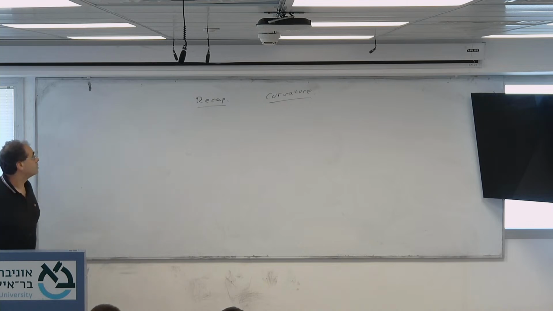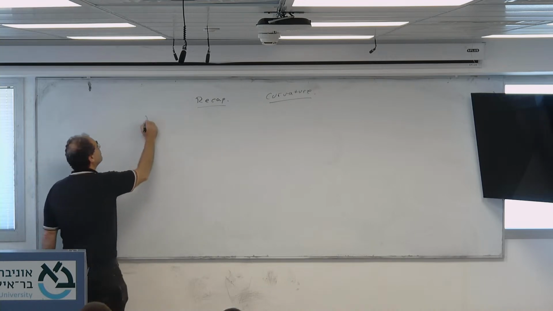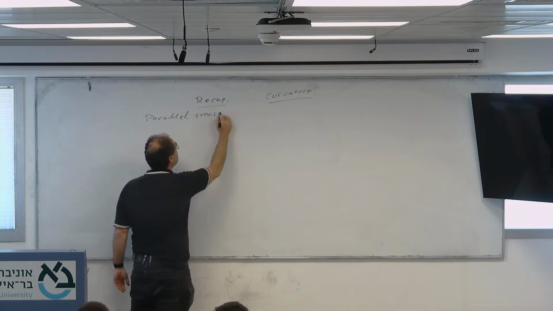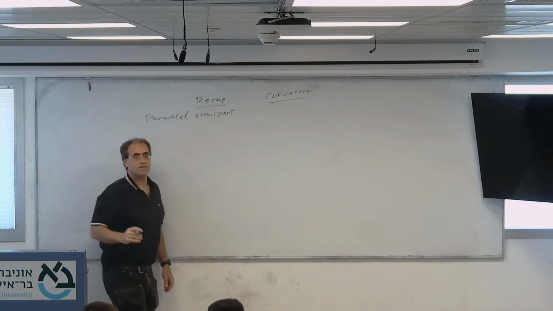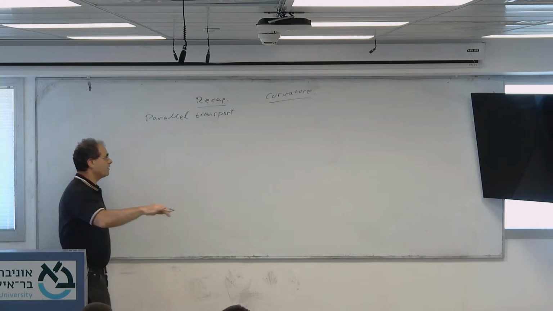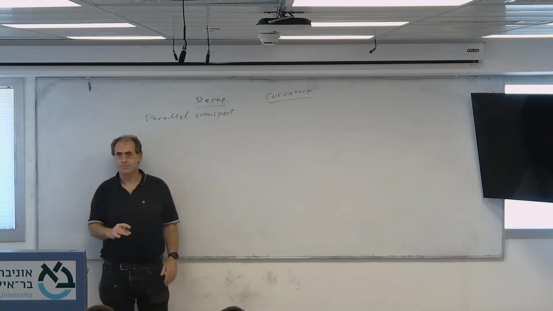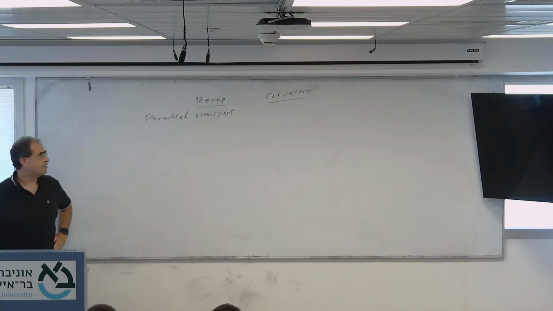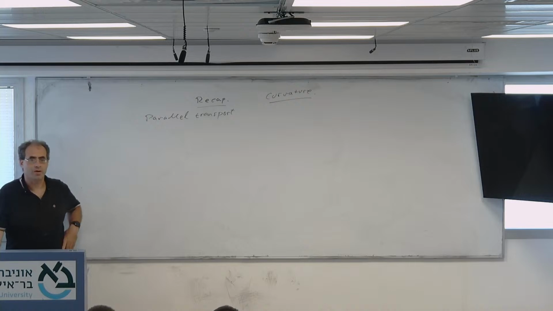So what did we do? Quick recap. We did parallel transport. We said a parallel transport is when I take a vector and I just move it along a path, right? A path is something which is always defined on any manifold, parallel to itself. Parallel to itself in the sense that the covariant derivative along the path is 0.